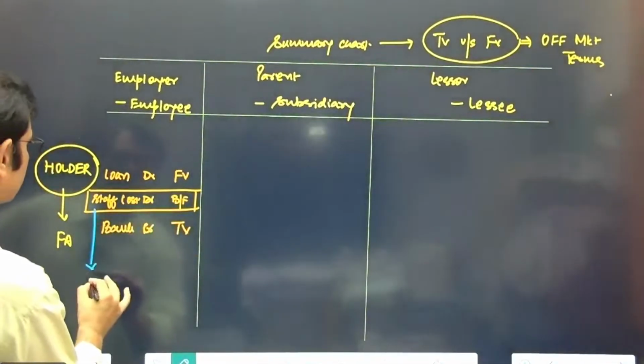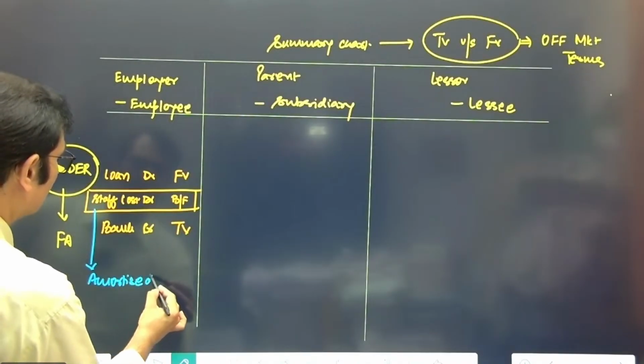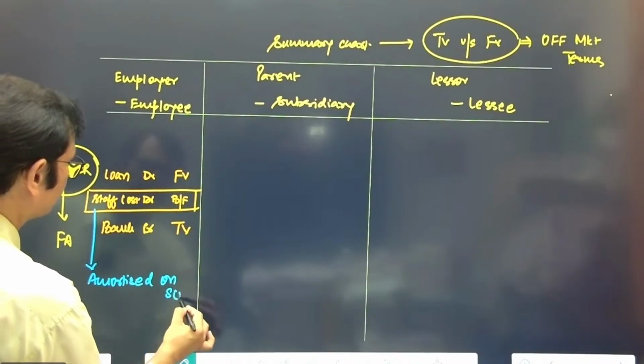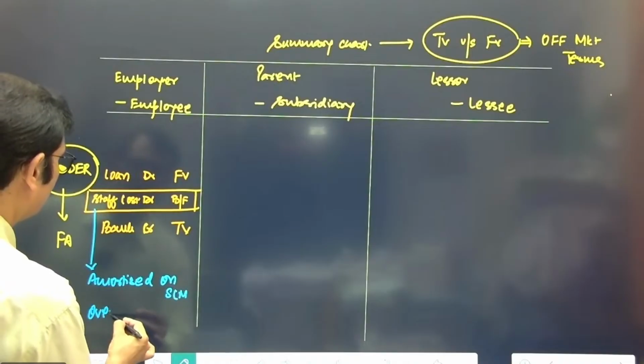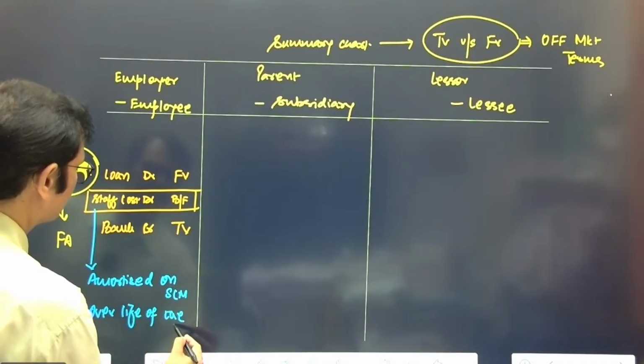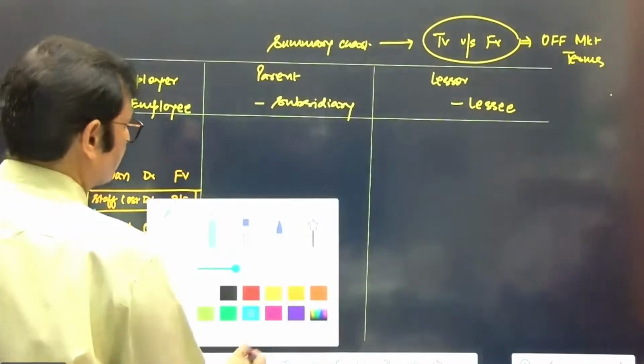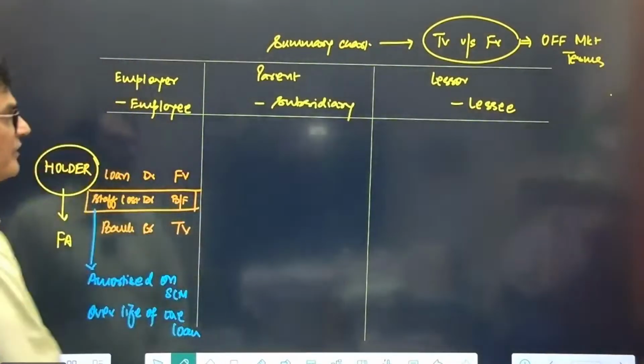So this staff cost is supposed to be amortized on a straight line method over the life of the loan. That's one typical case. Let's now look at the other one, the parent-subsidiary relationship in this case.